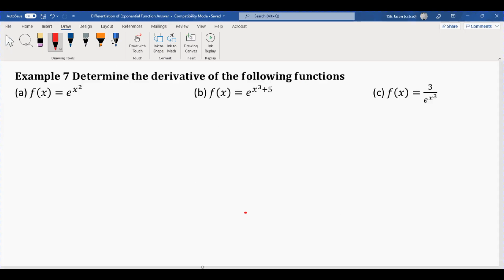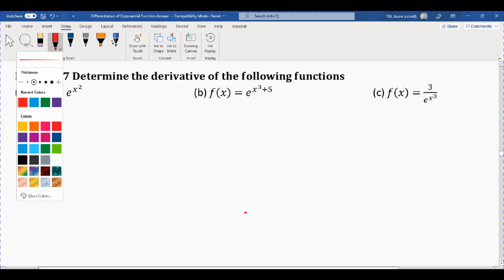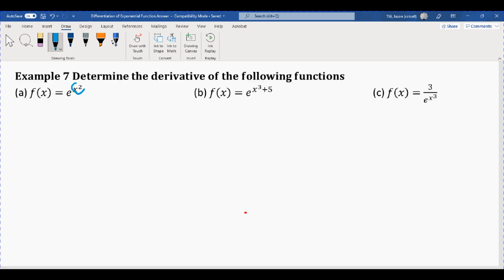So let's go back to example 7. So e to the power x squared. Let's highlight a little bit. That x squared is just what we call g(x) here. If you apply the rule quickly, then you will have d e to the power x squared over dx. So let's just do a slow version, then I will give you a quick version, right?